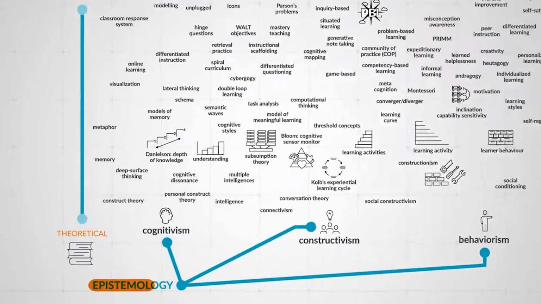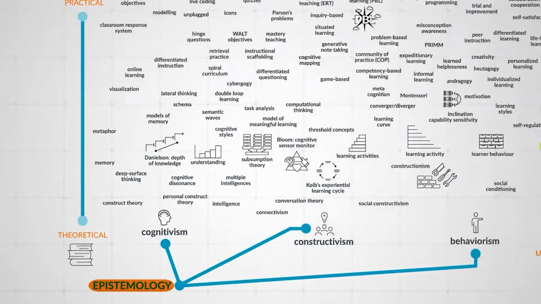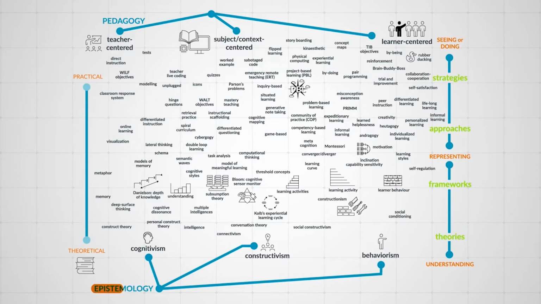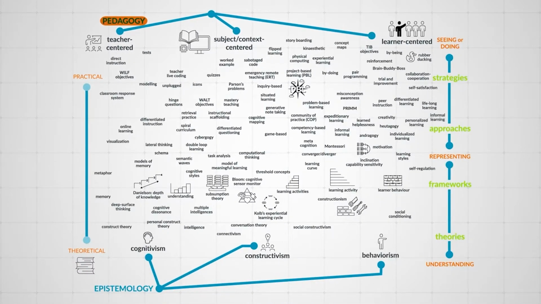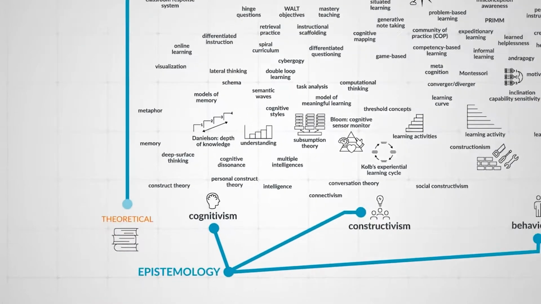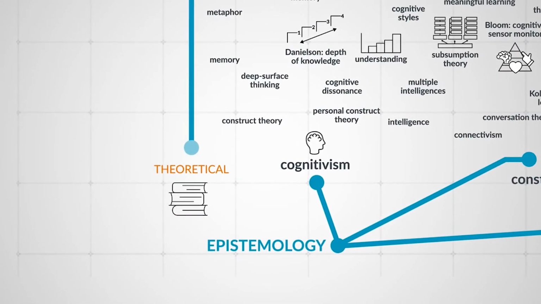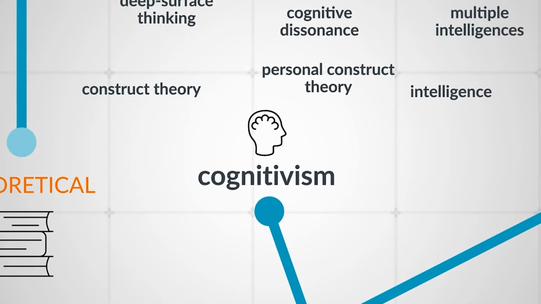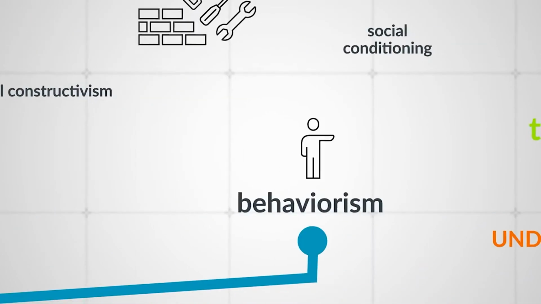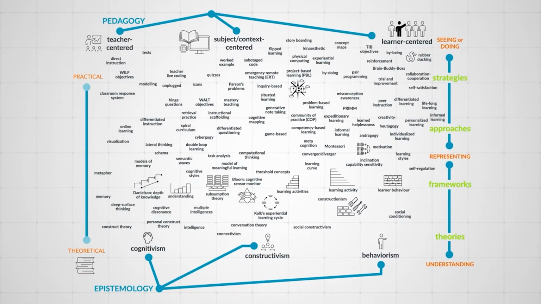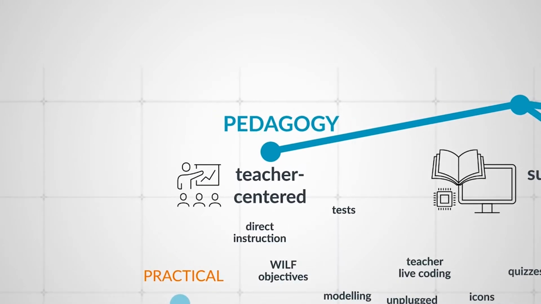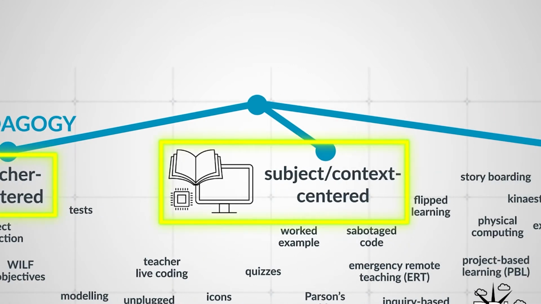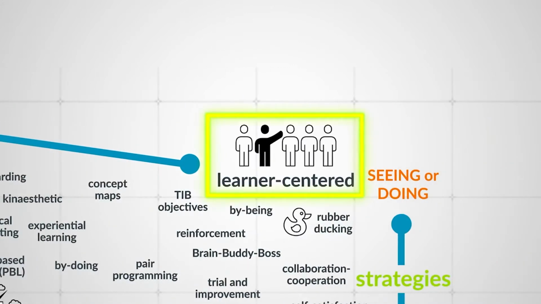The term epistemology refers to learning theories, knowing how we know, in the same way the term pedagogy refers to teaching strategies and approaches. Within epistemology, there are currently three orthodoxies: cognitivism, constructivism, and behaviorism, with other learning theories that relate to each one. Within pedagogy, there are three main approaches: teacher-centred, subject or context-centred, and learner-centred.